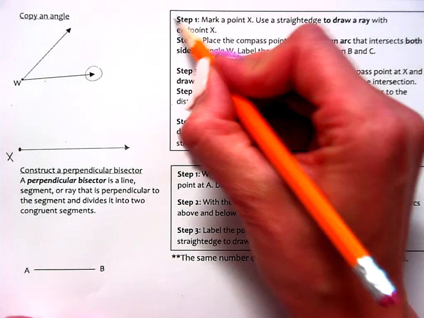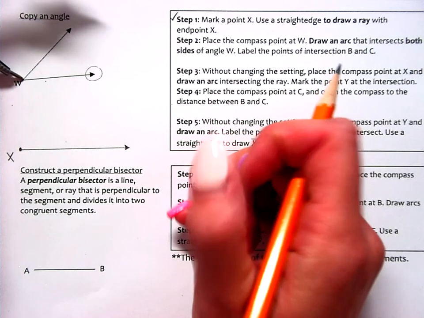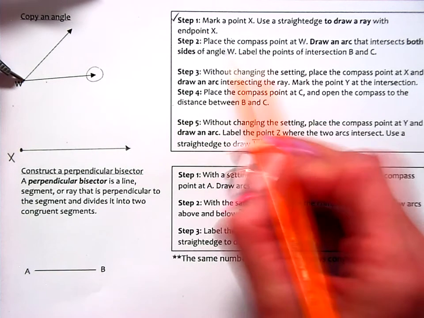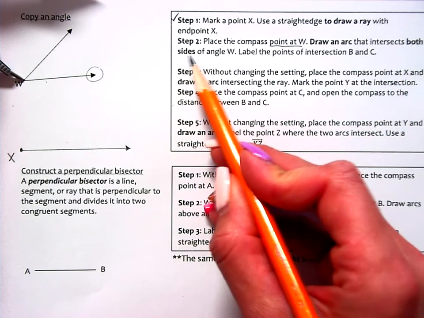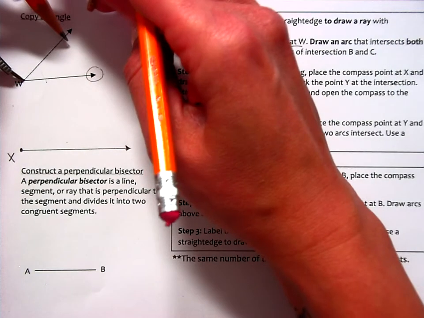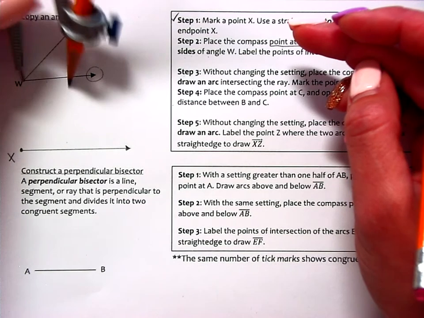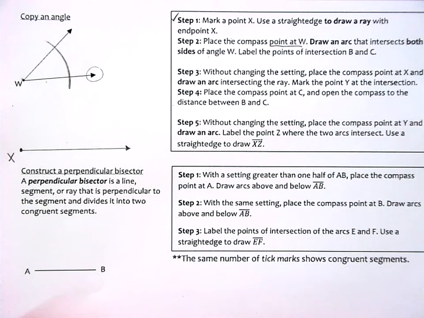So step 1, done. Step 2, place the compass point at W, which means my sharp end goes on W. So you should be able to read these directions and recreate what we're doing right now. Point W, we're going to draw an arc that intersects both sides of angle W, meaning you can open the compass as wide as you want to, as long as when you swing and sketch an arc, it hits both sides. So here we are, and we hit both sides.